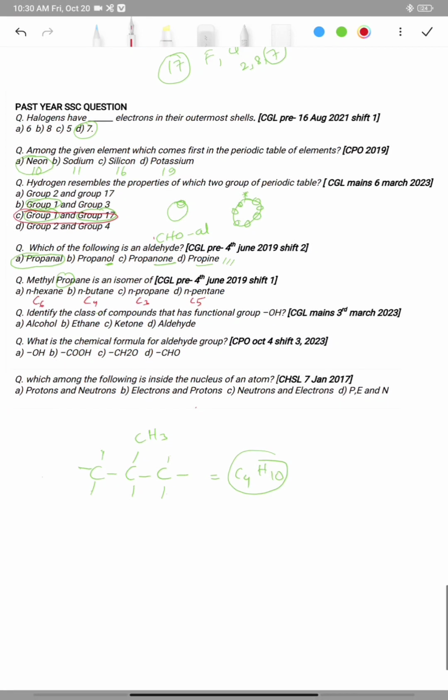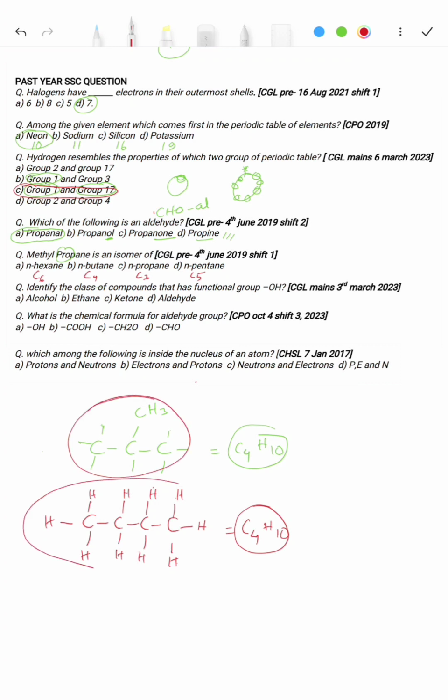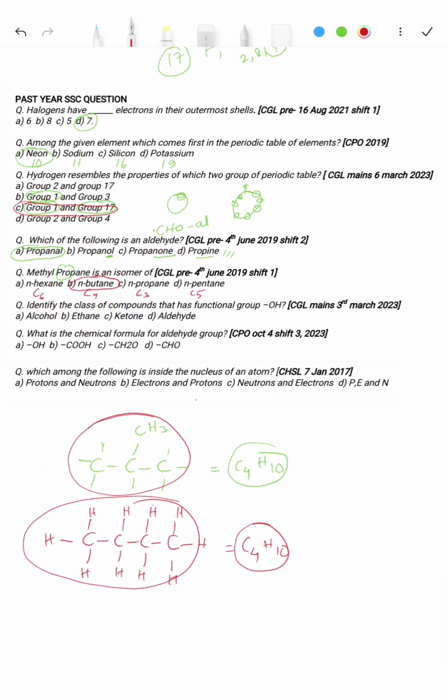So let's draw the structure of butane. Butane has C4, and to have a stable structure, let us fill the carbons with hydrogens: H, H, H, H, H, H, H, H, H and H. So this is the structure of n-butane. Let's write the molecular formula also: C4, and H 1, 2, 3, 4, 5, 6, 7, 8, 9, 10. So H is also 10. The structure is different here, but the molecular formula is the same. So the right answer here is n-butane. The example of isomers, compounds having the same molecular formula with different structures, is methyl propane and n-butane.